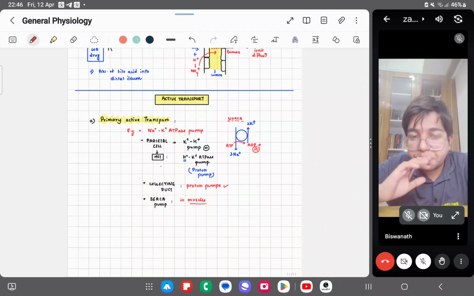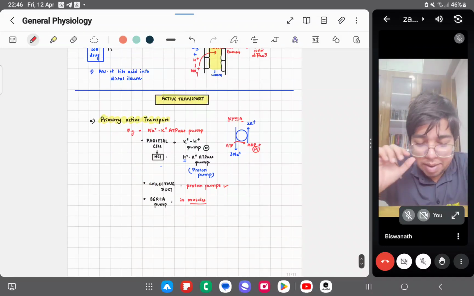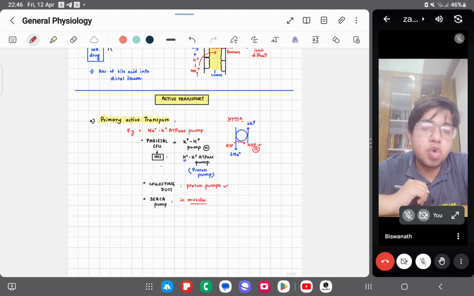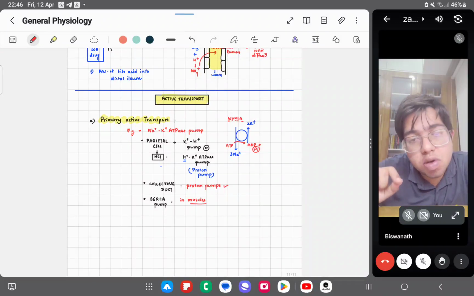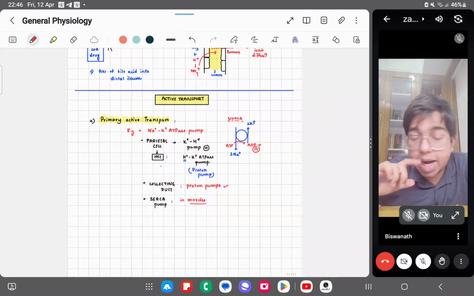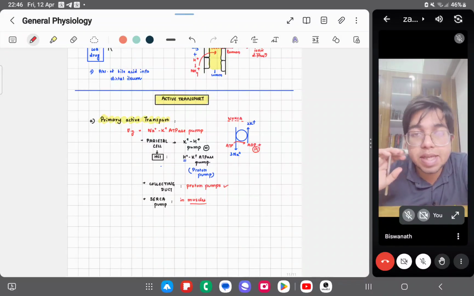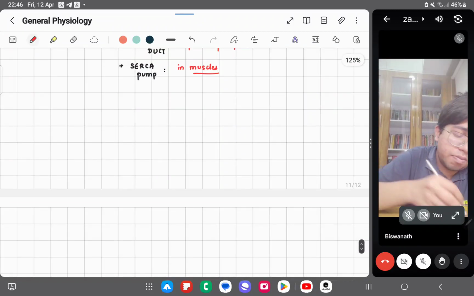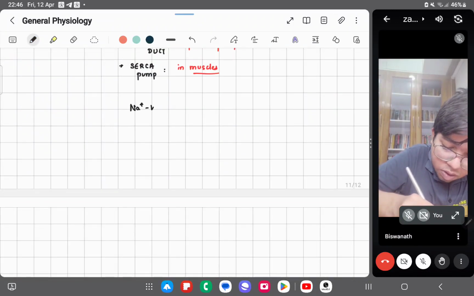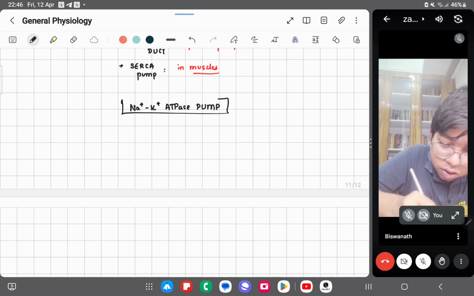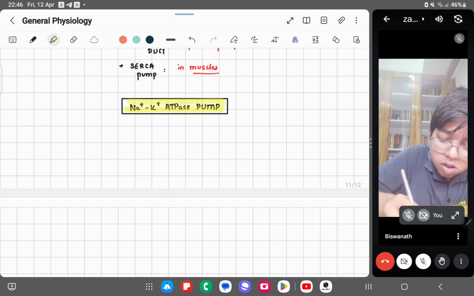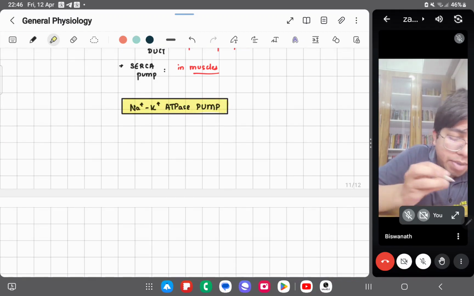In primary active transport, we have to read about the sodium potassium ATPase pump in detail, because it is itself a short note question. It may come in combination with active transport as a long question. The structure and organization of the Na plus K plus pump is very, very important. So let's discuss the sodium potassium ATPase pump now. It's a very important 5 marks question.